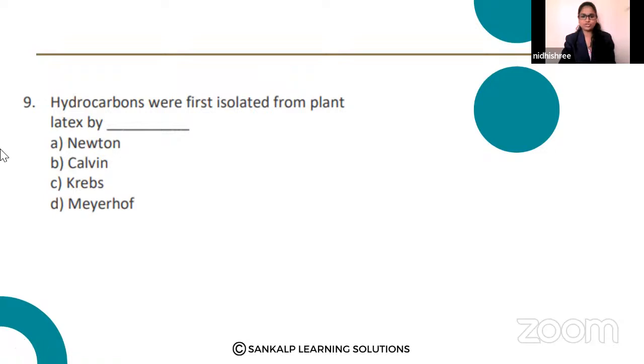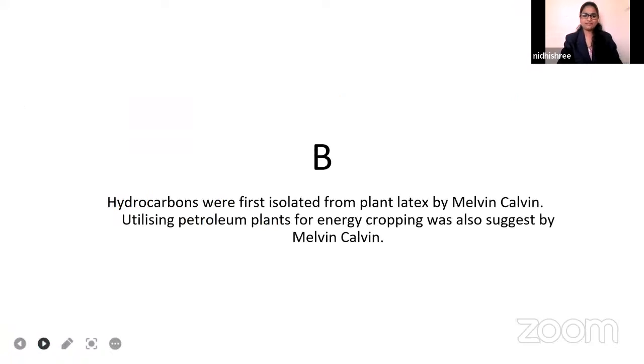Okay, option B by Harshita. Option D by Padma. Then what about others? Yes, Harshita. Okay, Purvi, option B. Madhumita, option C. Saumya, option D. Kanchanaraj, option B. YouTube students, option B. Majority answer is for B. Okay, option B, Pushpalata again, right? So, option B, that is, Kelvin is a right answer. Okay, utilizing petroleum plants for energy cropping was also suggested by Kelvin.